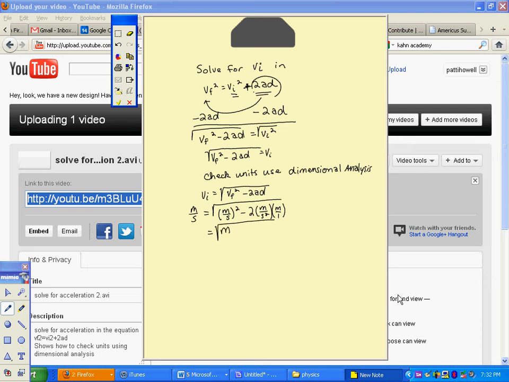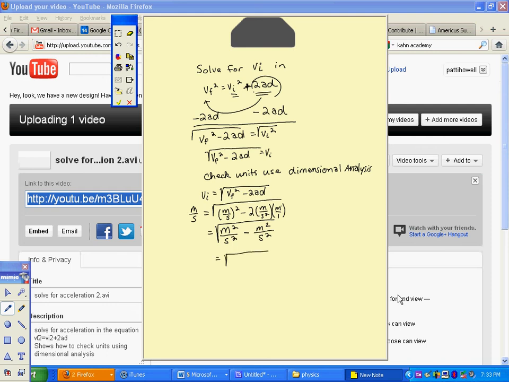So this term would end up being meters squared over seconds squared. I'm not paying attention to my numbers, so I really don't care about that. I'm just looking at my units to see if I've done it correctly. Meters times meters would give me a meter squared over seconds squared. Now I'm going to be able to subtract because these both have the same units.